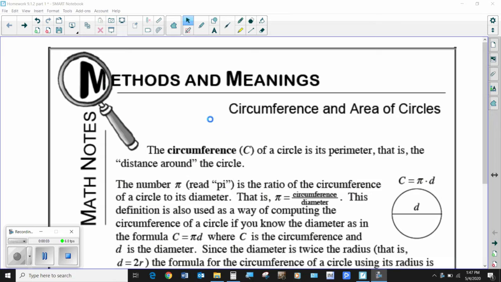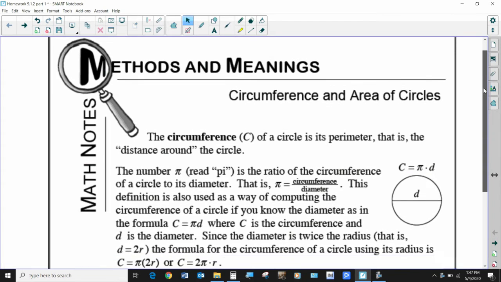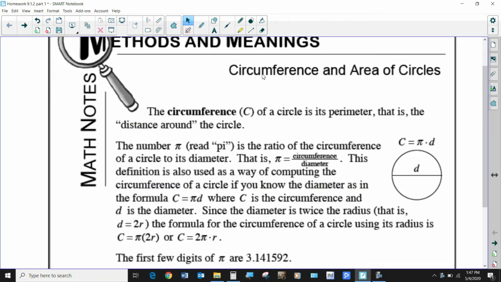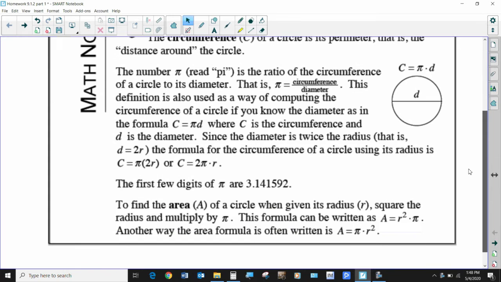Alrighty, here we go. Let's take a look at the homework from yesterday. First, we have our M&Ms, which goes into a little bit of detail, filling in some of the details for how you find circumference of a circle, and it's going to give you the formula for finding the area. Is it area of circles? I don't see where it's in here. Oh, there it is, area of circles.